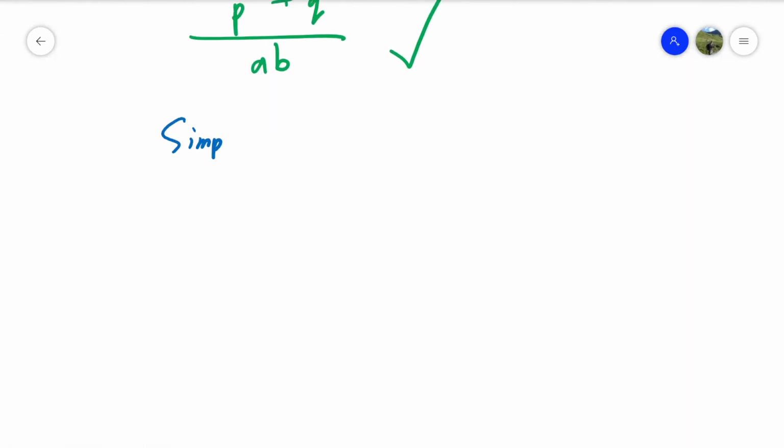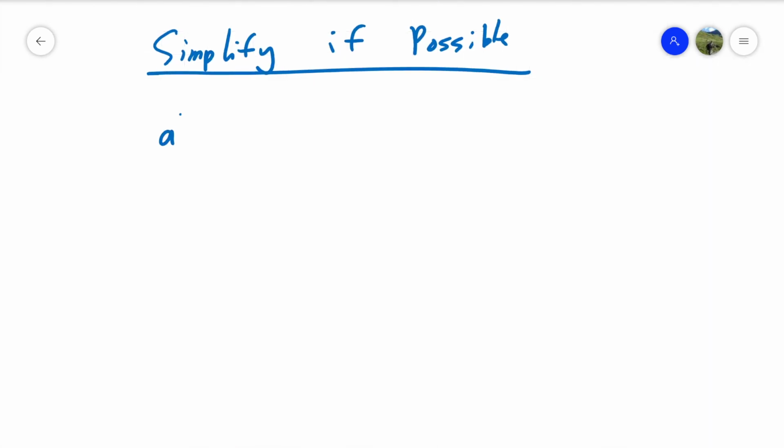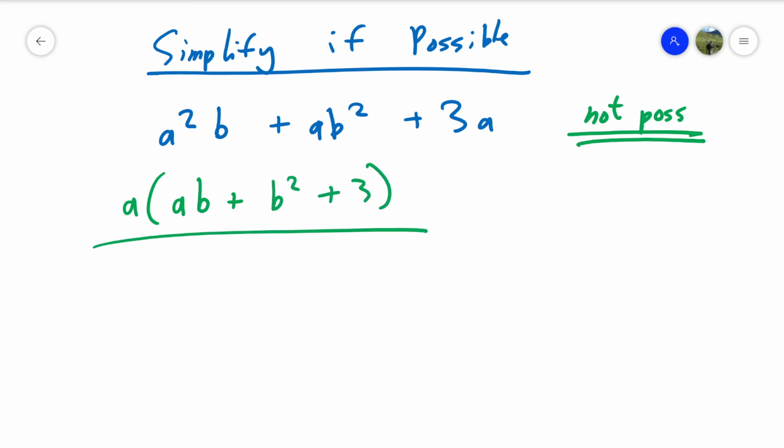Let's do another simplify if possible, and this is the last question in this lesson. Have a go in your own time. Maybe you just did this. Oh, by the way, the answer is not possible. Sorry. The answer is not possible. Maybe you just did this, though. And you thought, well, I factorized it. Surely that's simpler. Just like the previous question we just did, highly debatable. Maybe that's simpler. It doesn't really matter.